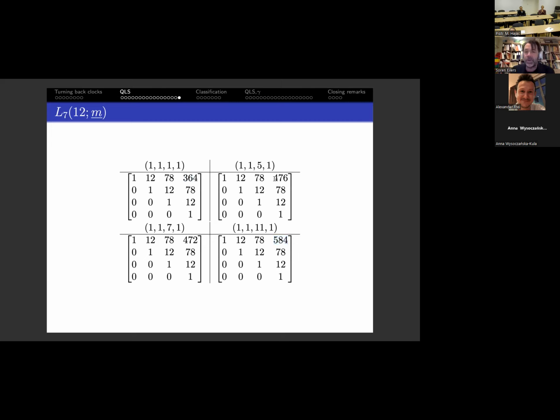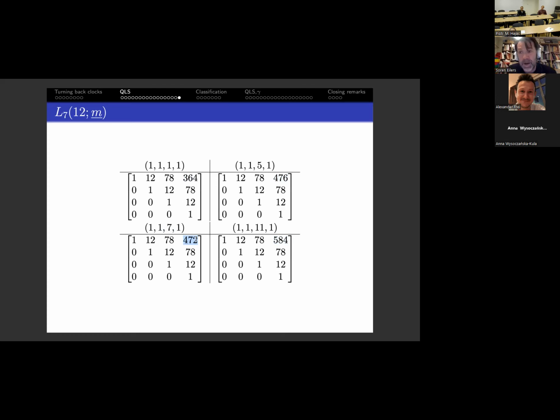But I actually have 2 other options. If I go 5, I have 476. If I go 7, I get 472. So you can see that when my dimension starts growing and my primary coefficient starts growing, I get more and more options for what the graph describing the quantum length space is.